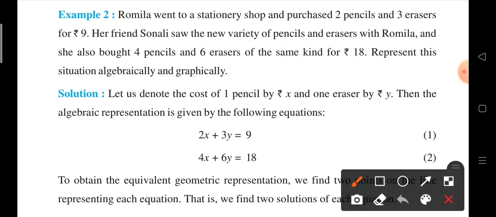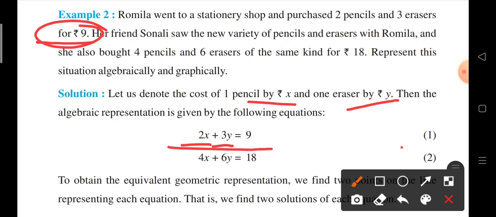Romila went to a stationery shop and purchased two pencils and three erasers for 9 rupees. If we take the cost of a pencil to be x and the cost of an eraser to be y, then 2 into x is the cost of the pencils and 3 into y is the cost of the erasers, and the total we have paid is 9 rupees. So we have equated them. This is our first equation.